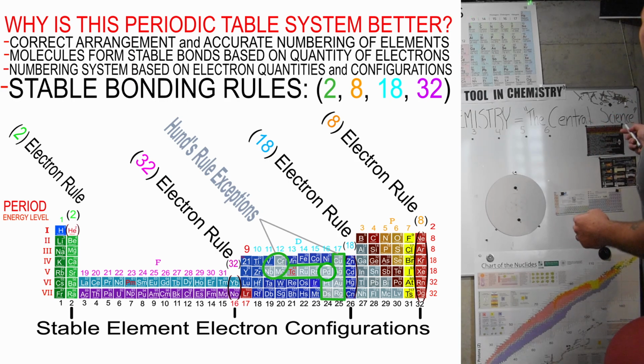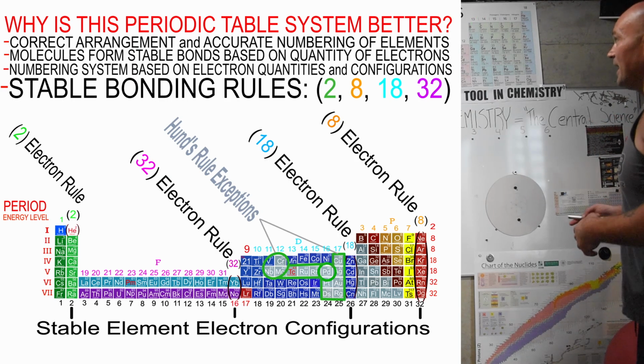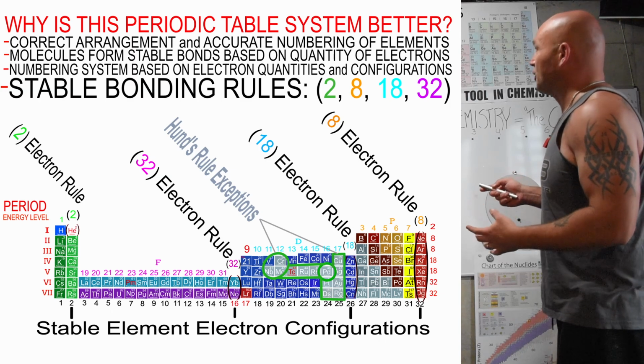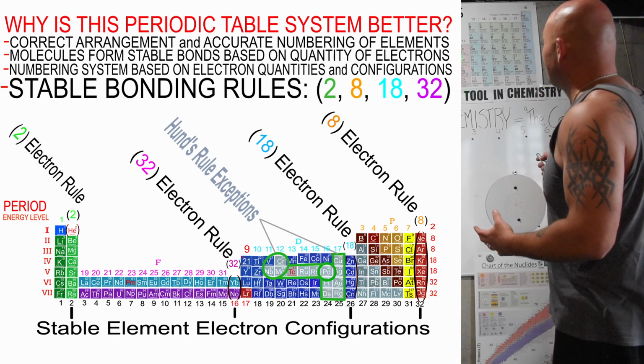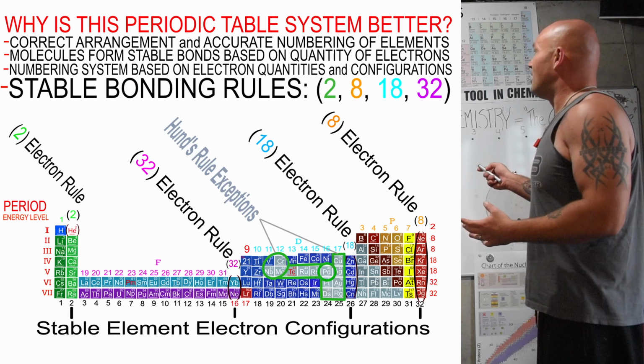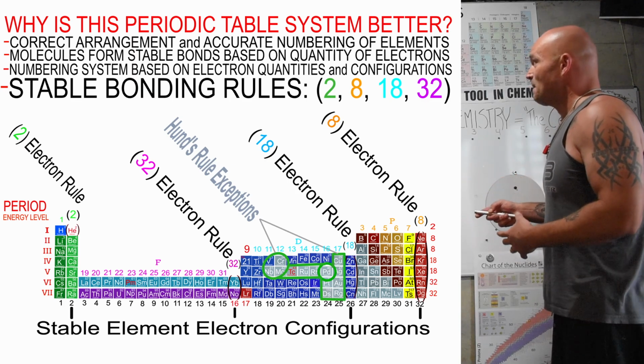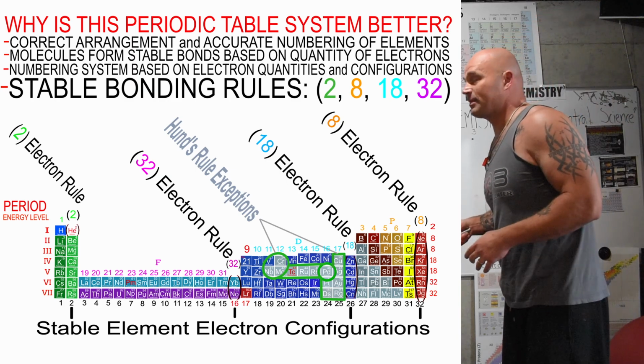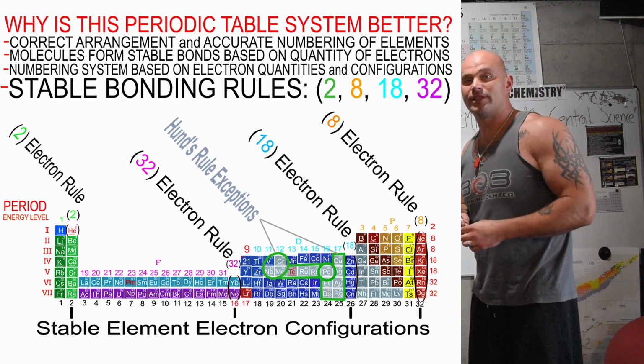and then it corresponds to valence electrons in the columns on the far right, these main group elements. And then the numbering corresponds to core electrons in the middle here with these transition metals, and also with the rare earth elements. And then the numbering also corresponds to the stable bonding rules of chemistry.